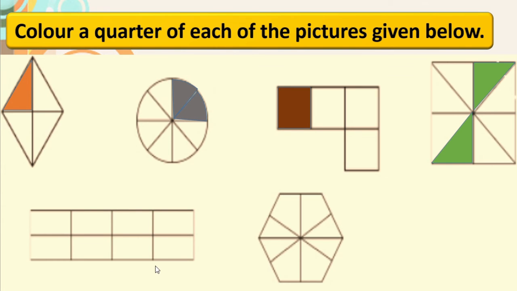Here also we can see 8 parts. We will color quarter part, means we will color only 2 boxes. Any 2 boxes. Right? Now dear children, here you have to think. You have to first count and you have to color the quarter part. This is for you.